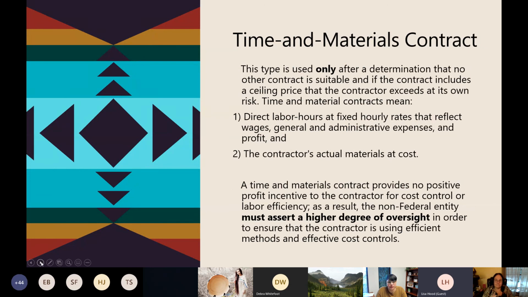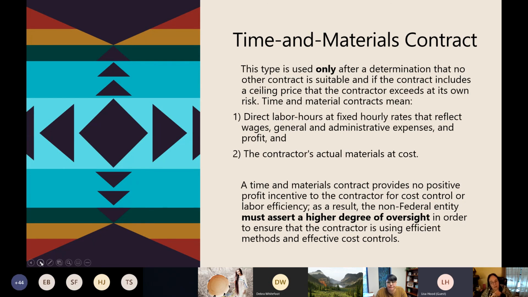Now, time and materials contract. This is the one that I shouldn't have said that about that other contract, that it takes more diligence. This is the one that you really have to be careful with. This type is only used after determination that no other contract is suitable, and the contract includes a ceiling price, and the contractor can exceed it basically at its own risk.